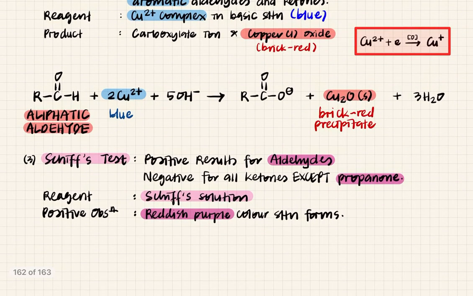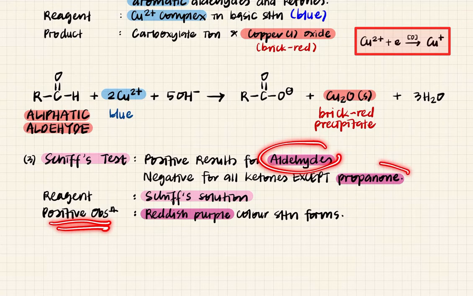Then you have Schiff's test. Schiff's test will give positive results for aldehydes, and negative for all ketones except propanone. Take note of that. The reagent is just Schiff's solution; it does not say what is in that reagent. The positive observation for aldehyde and propanone is that a reddish purple solution forms.